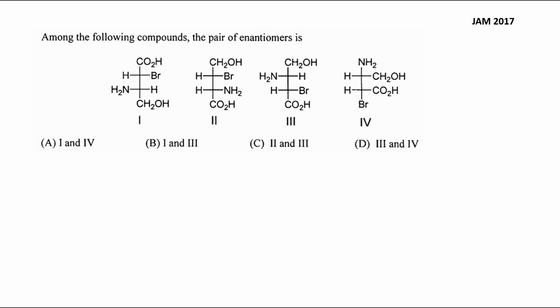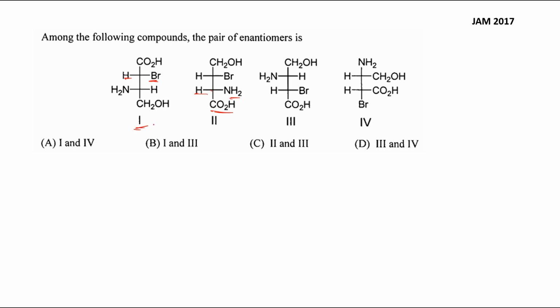Among the following compounds, which is the pair of enantiomers? Here, if we consider the first molecule, CO2H, and the next carbon has two substituents, H and Br. But if you look at the second molecule, where CO2H is present and the next carbon has H and NH2, the bonding connectivity is not the same. So 2 cannot be an enantiomer of 1.